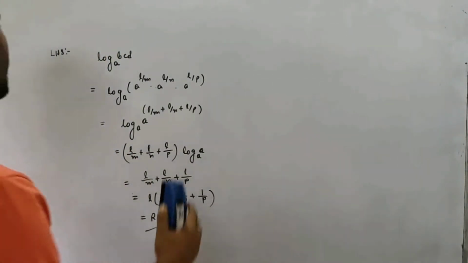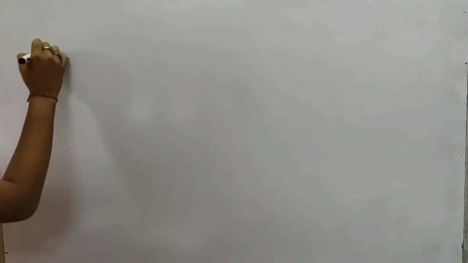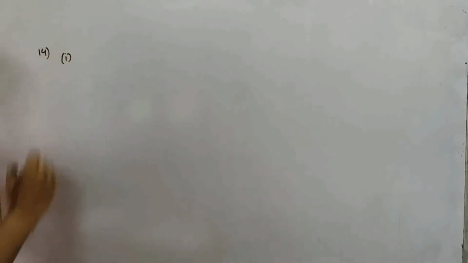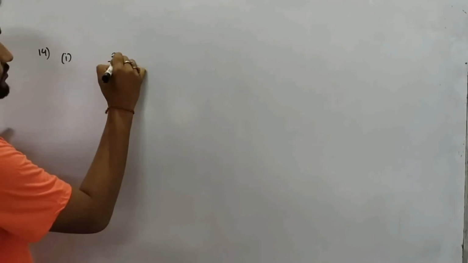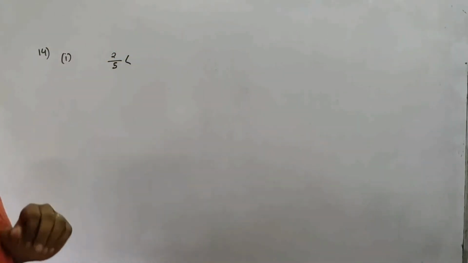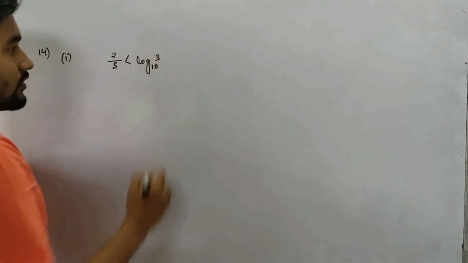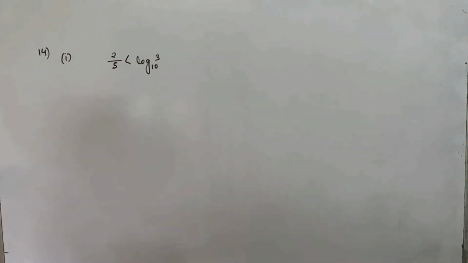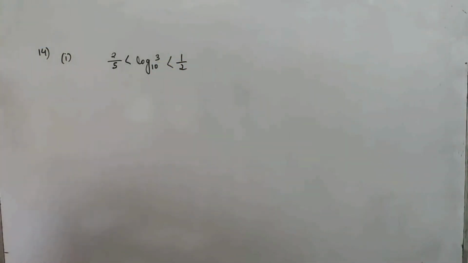So last part of the exercise. So these are again totally different type of question. So how to proceed with this type of question? Number 14, number 1. 2 by 5 is less than log of 3 to the base 10, and log of 3 to the base 10 is less than 1 by 2. This is the question.